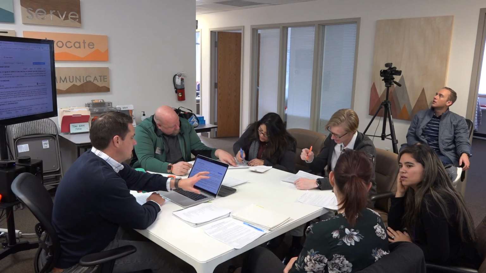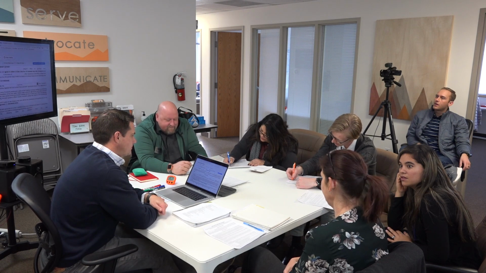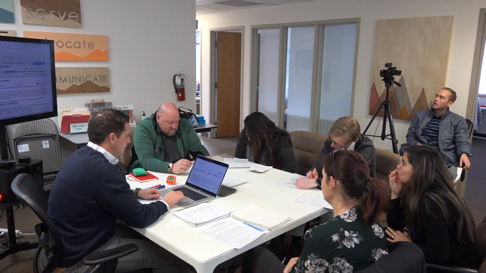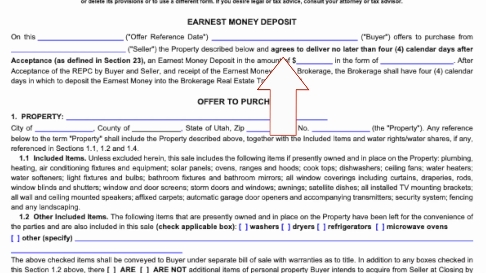Or sorry, I skipped. 4 calendar days. So we have 4 calendar days of acceptance to get the money. It's in bold right here, let me highlight this. Includes weekends, Sunday, holiday. Yes. All right, so this part right here is they have to deliver it to you within 4 days.